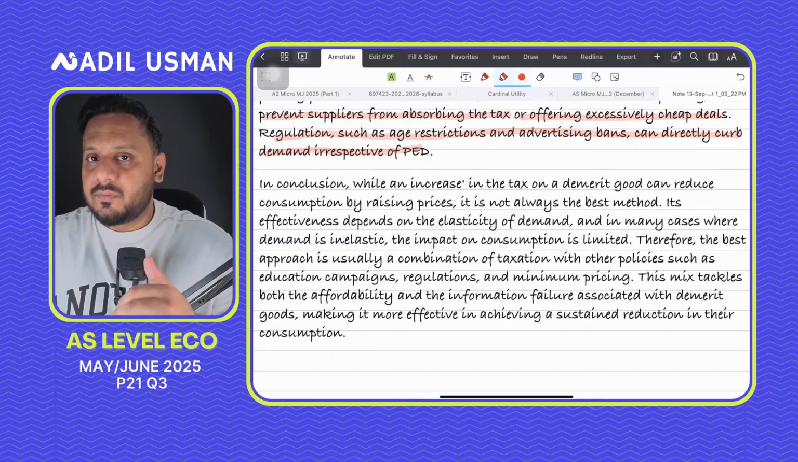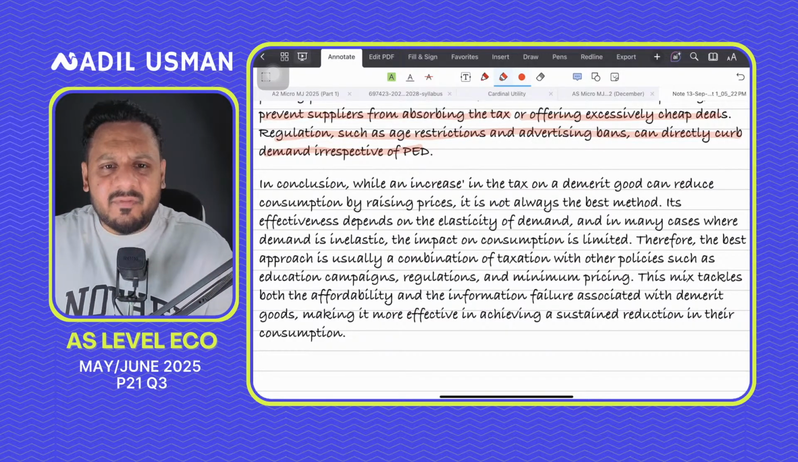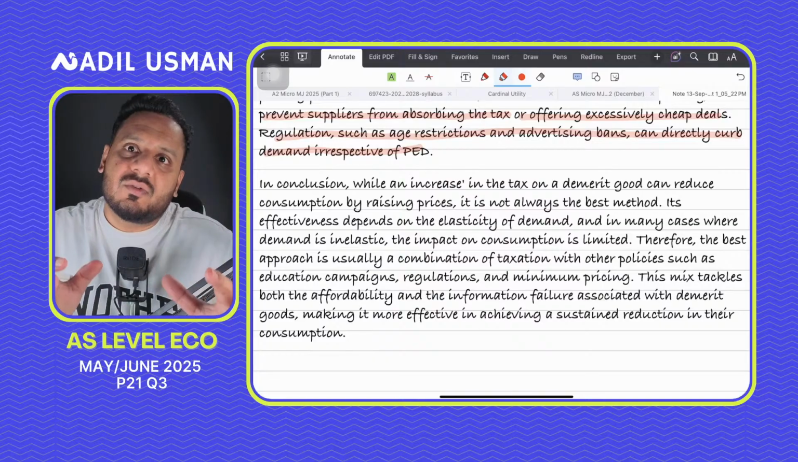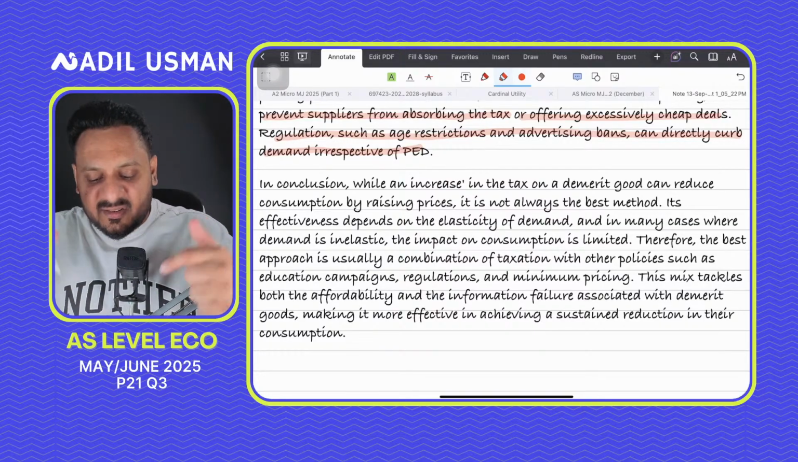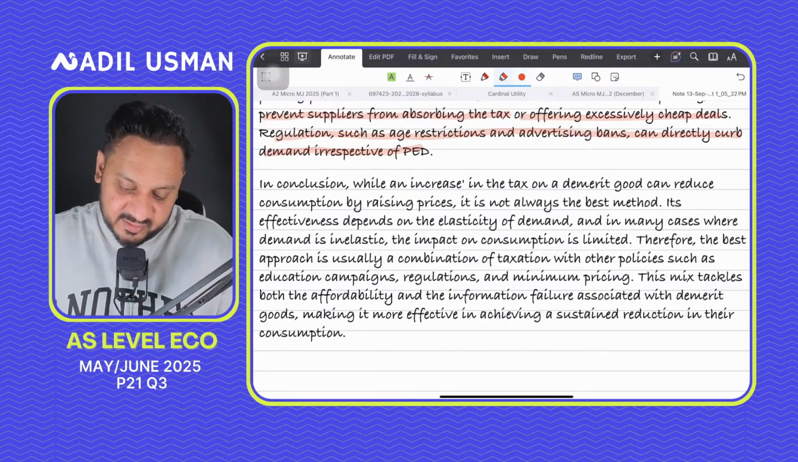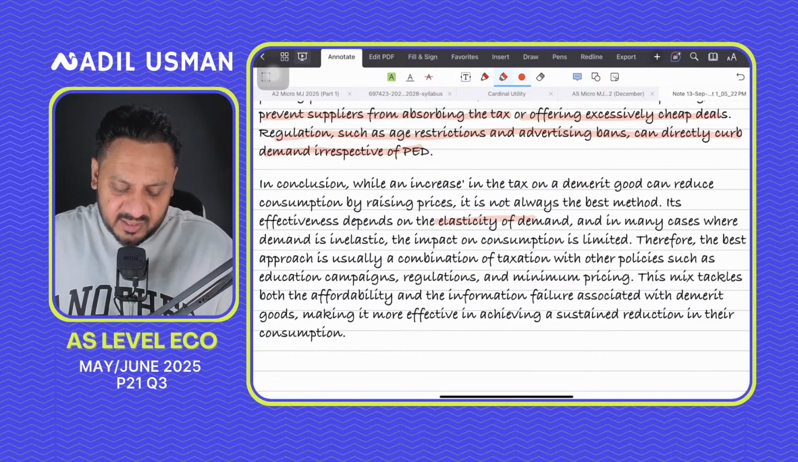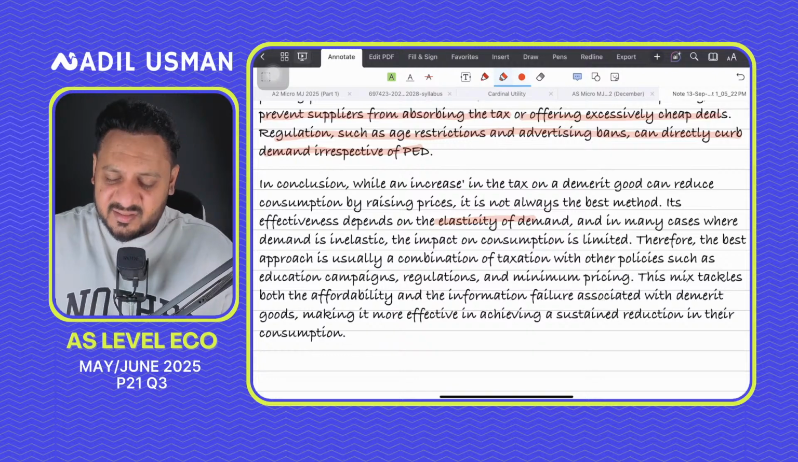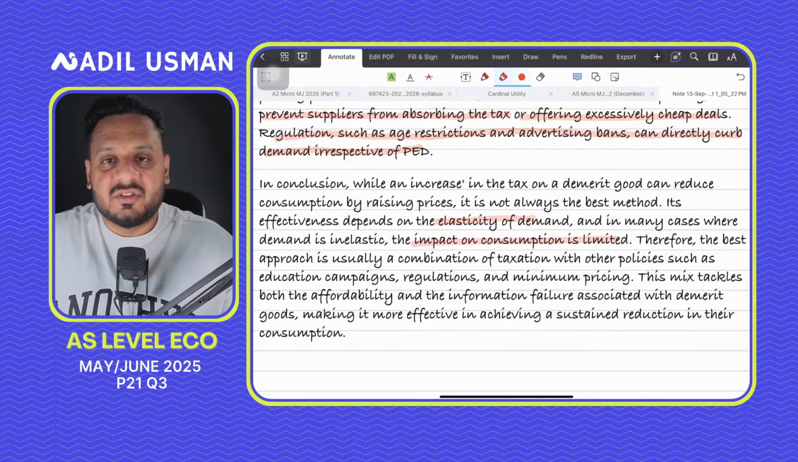But sir, doesn't that mean the same? Examiners don't mark you based on what it means or what it doesn't mean. Examiners mark you on how it sounds when they read your essays, right? So its effectiveness depends on the elasticity, because obviously it's not the best method. The reason it's not the best method is because effectiveness depends upon the PED. And in many cases where demand is inelastic, the impact on consumption is quite limited.